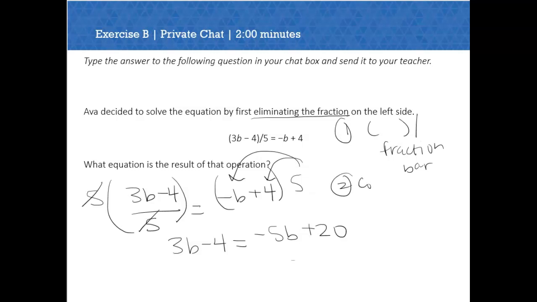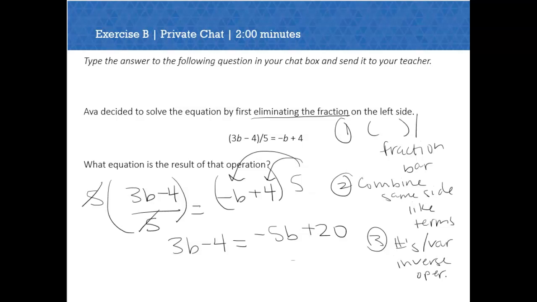Step 2 is combine same side like terms, which we don't have any. Step 3, numbers on one side, variables on one side using inverse operations. So I can move this 4 over to my 20. How do I do that? The opposite of minus 4 is plus 4. 3b equals negative 5b plus 24.